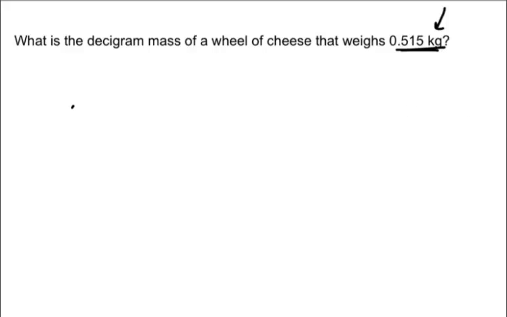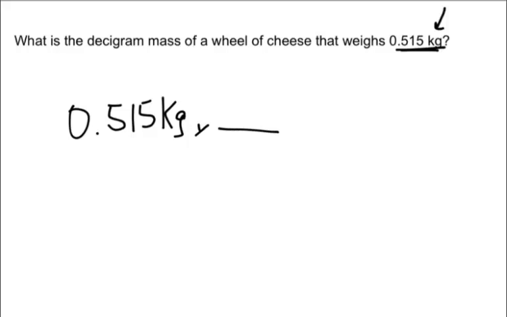So here we go. We start with 0.515 kilograms. When we use dimensional analysis, the way we get rid of the units we don't want is to cross them out by multiplication of a fraction. So that means that I'm going to put kilograms in the bottom of my conversion. How many kilograms are in a gram and so on? So 1 kilogram equals 1,000 grams. So now my kilograms are going to cross out and I'm in grams.